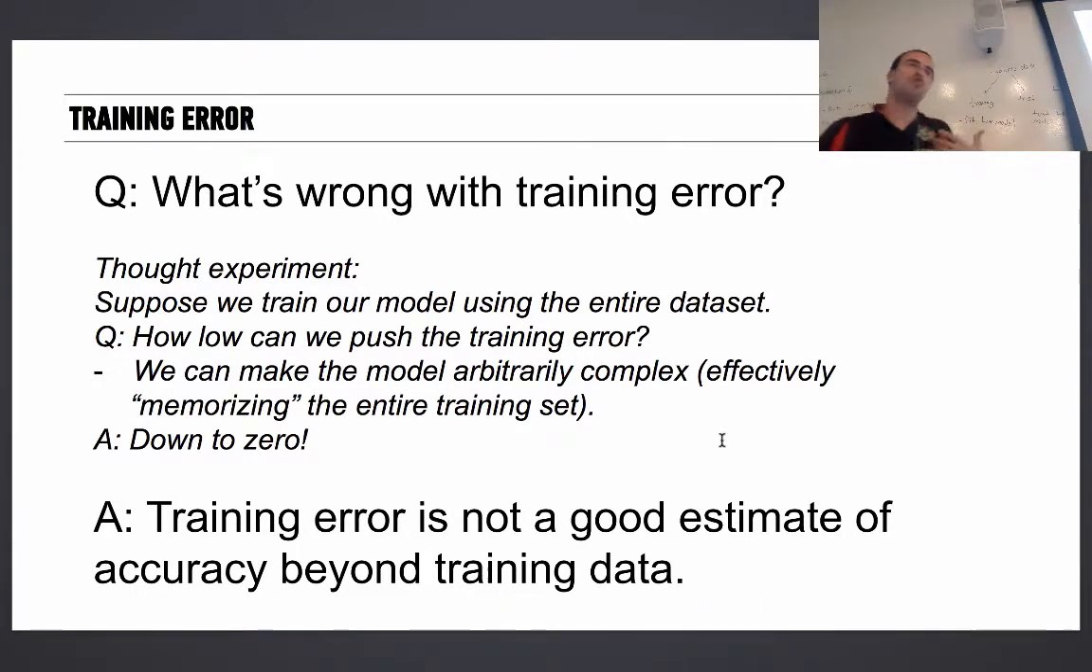So what's wrong with training error? If we train our model on the entire data set, we can take the training error down to 0, memorize everything, overfit it. But it's no longer a good estimate outside of your training. Which is why over here I have, above, I'll raise this for a quick second, the two main types of data when we're working with prediction are in sample and out of sample.